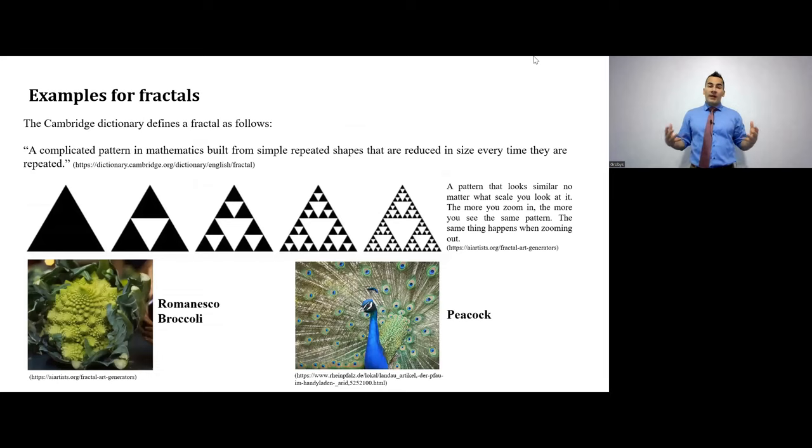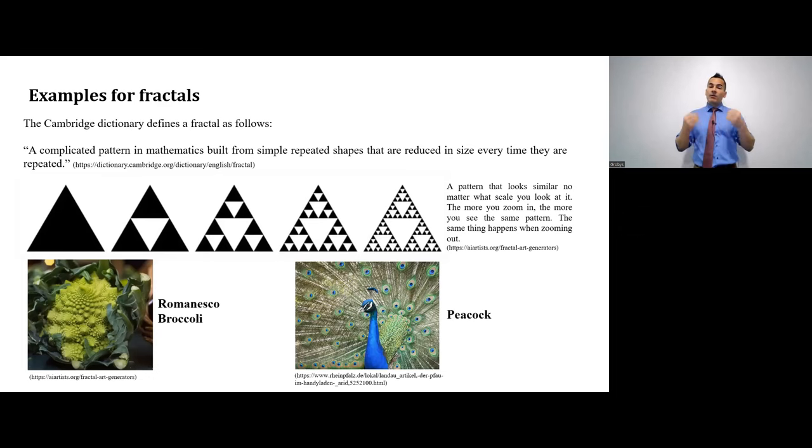So here we see some examples of fractals. The Cambridge Dictionary defines a fractal as follows: a complicated pattern in mathematics built from simple repeated shapes that are reduced in size every time they are repeated. So we see here in the first part of this presentation a triangle, and if you place three of these triangles on the edges of the triangle and repeat this pattern every time, you see here a couple of iterations, you end up with a quite complicated pattern after just a few simple iterations.